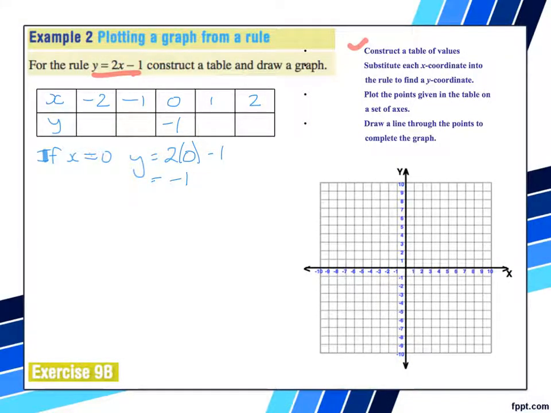Now in the exam you only have to show one of these steps, but you have to show it. After that you can do it in your head. So you can say when x is 1, 2 times 1 is 2, 2 minus 1 is 1. And I can complete the table. What I can do is I can use my graphics calculator. Now I'm going to insert a quick video for you to show how to do it on your calculator.